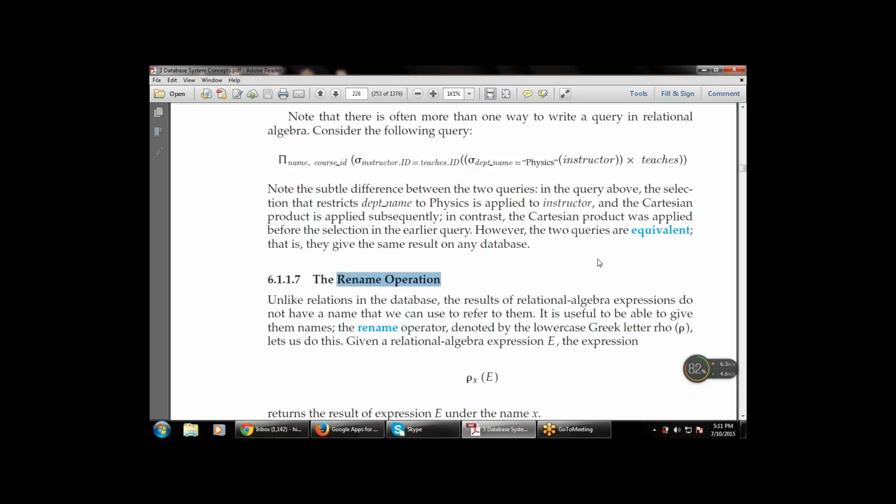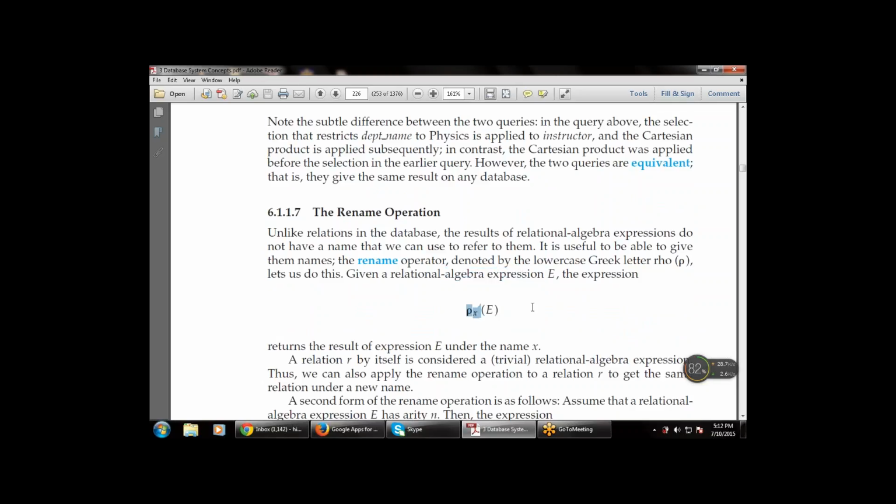So unlike relations in the database, that is unlike tables in the database, the results of a relational algebra expression do not have a name that we can use to refer to them. It is useful to be able to give them names. The rename operator is denoted by the lower case Greek letter rho. Given a relational algebra expression E, the expression rho X (E) returns the result of the expression E under the name X.